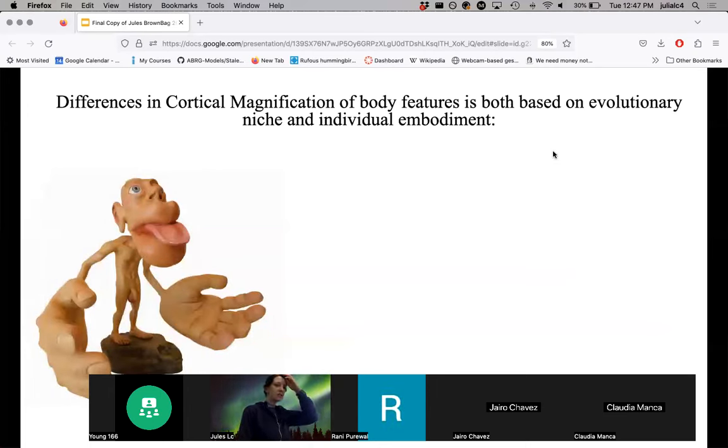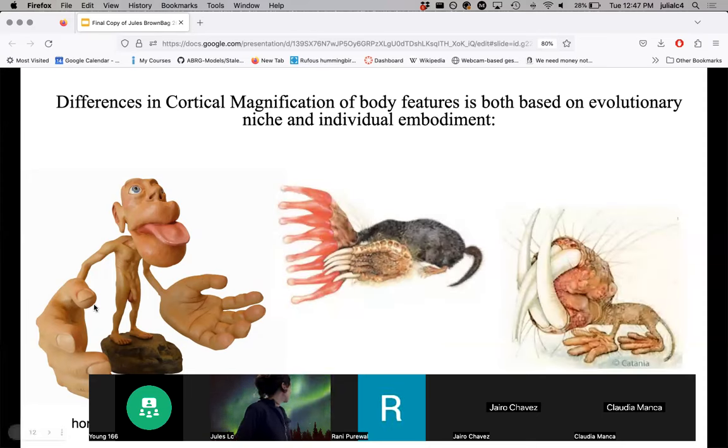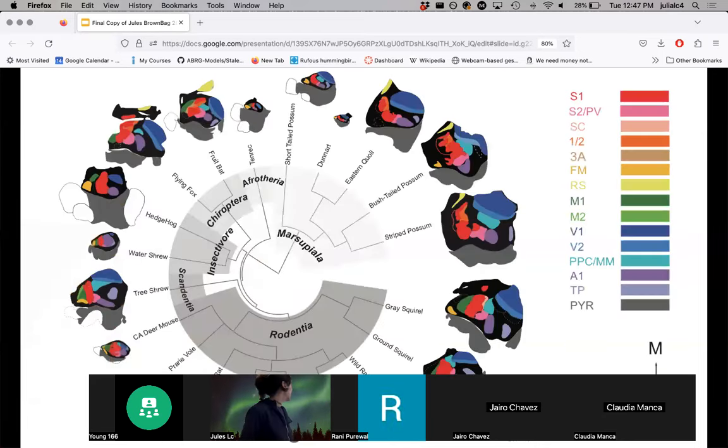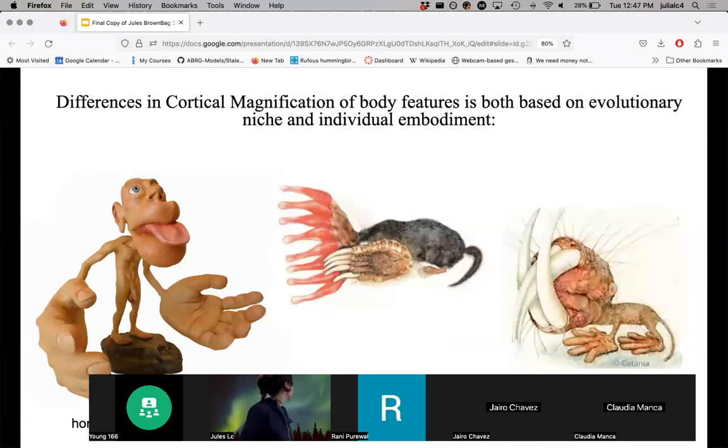So differences in cortical magnification of body features are based on both evolutionary niche and individual embodiment. So this is the homunculus, which is an illustration of the cortical expansion of the somatosensory and motor areas. So it's illustrating that the hands are magnified, that there's more of the cortex that represents the hand, if that makes sense. And we can do this for other species as well, where we look at the somatosensory cortex and where it's expanded.